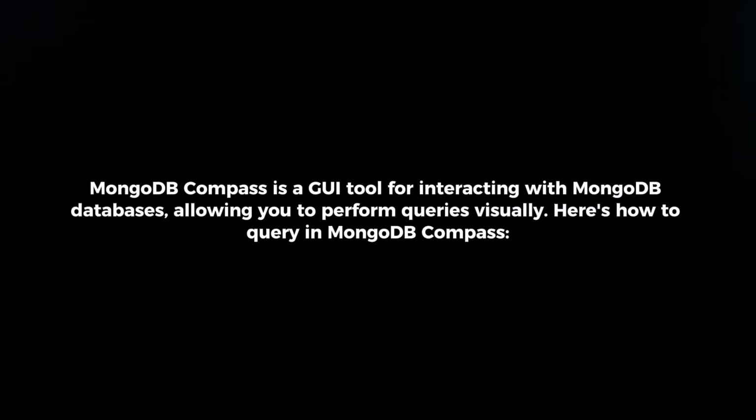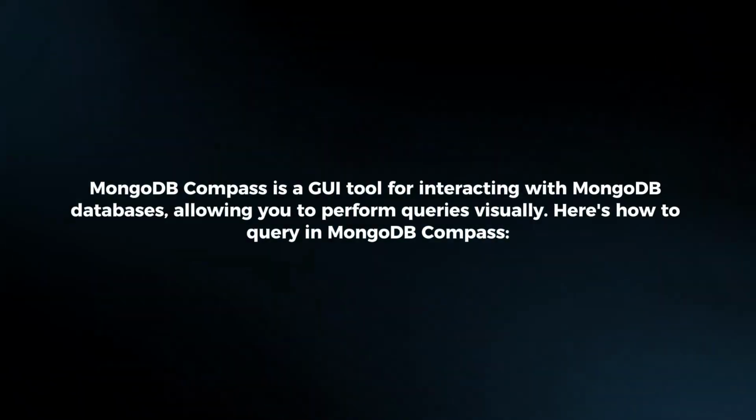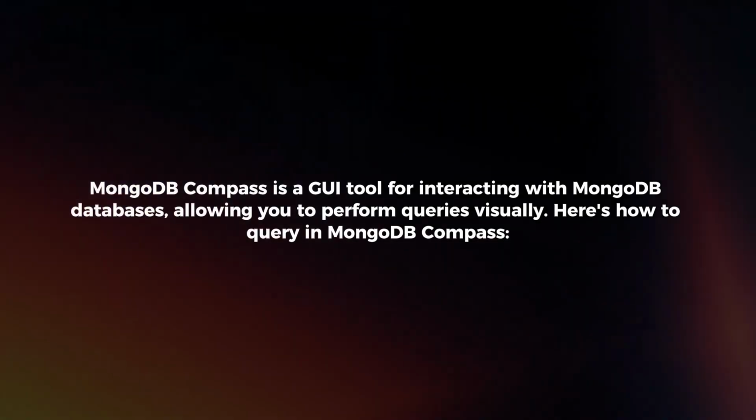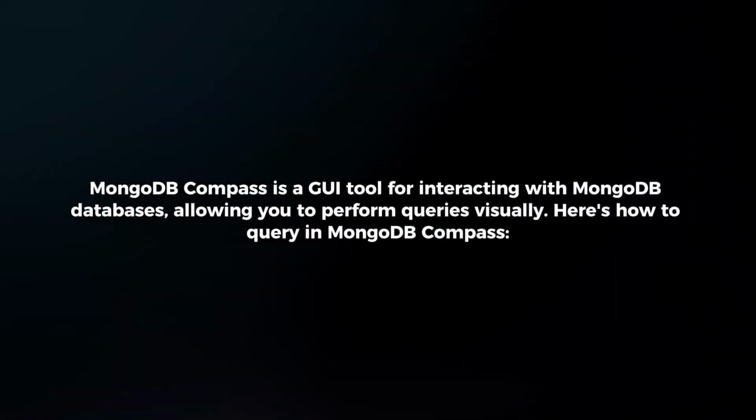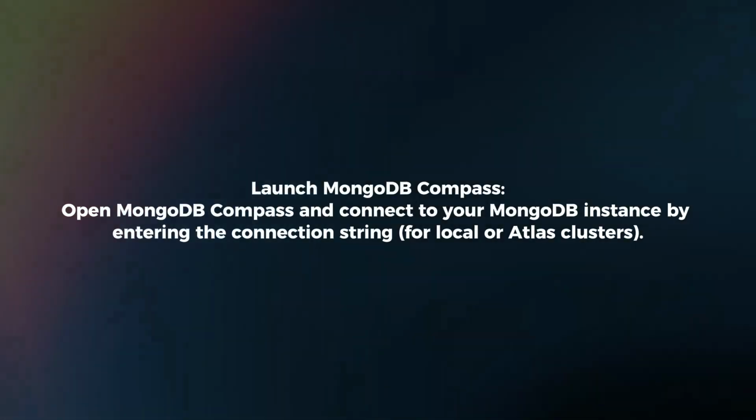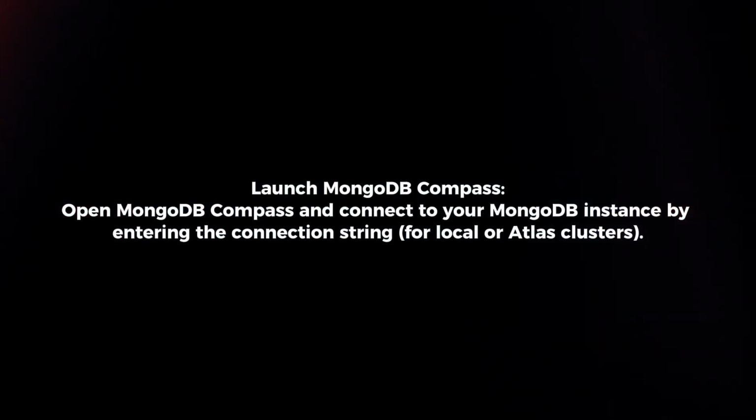MongoDB Compass is a GUI tool for interacting with MongoDB databases, allowing you to perform queries visually. Here's how to query in MongoDB Compass. Launch MongoDB Compass. Open MongoDB Compass and connect to your MongoDB instance by entering the connection string.